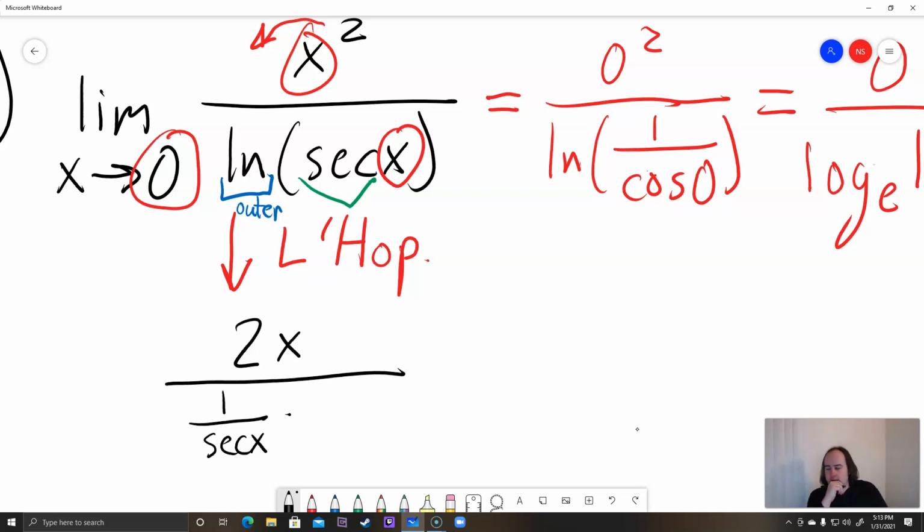Oh, it's been a while. You can always go to the formula sheet that I compiled over the years, and it should be in one of your modules. You just go on and look at it. But the derivative of secant of x, I believe, is secant of x times tangent of x. So in the denominator, we're going to have 1 over secant of x times secant of x times tangent of x.